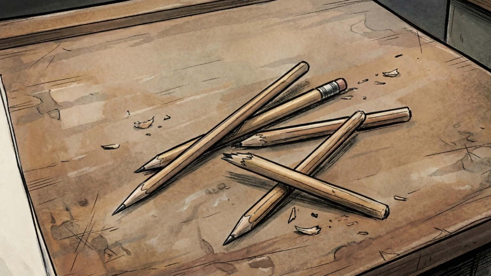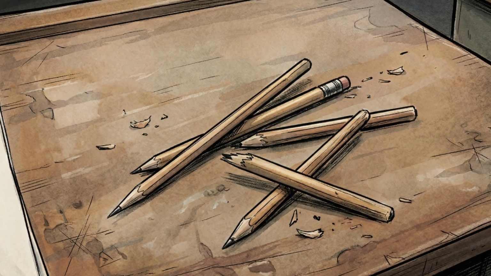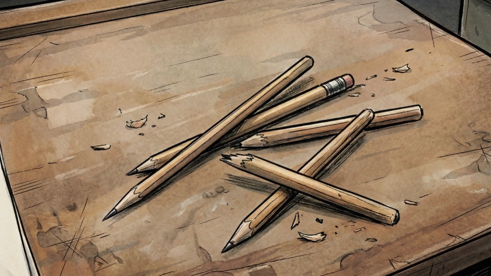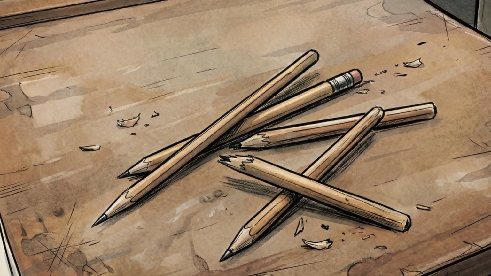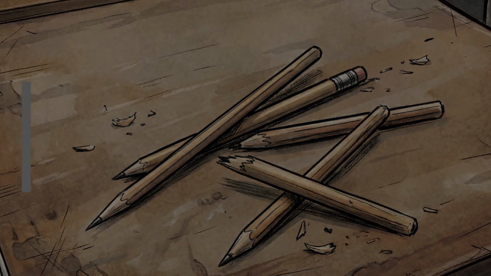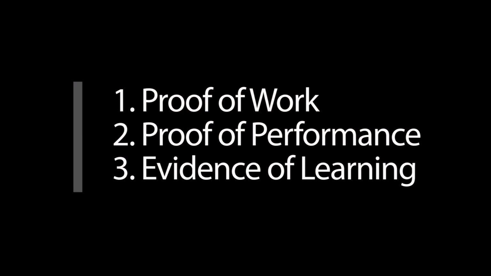There are three challenges that educators have always faced, and online learning has made them harder, and now AI has made them impossible to ignore. The three things are proof of work, proof of performance, and evidence of learning. In other words, are students doing the work? Are they actually demonstrating some type of skill? And do we have evidence that they've actually learned along the way?